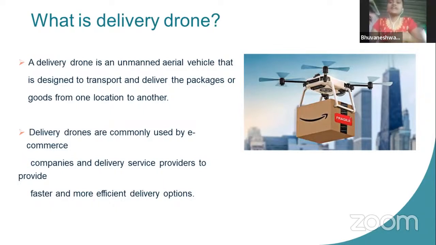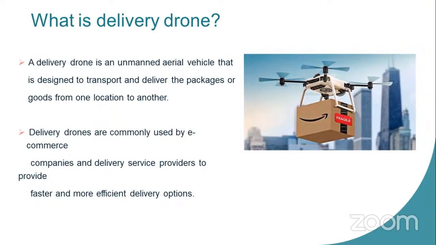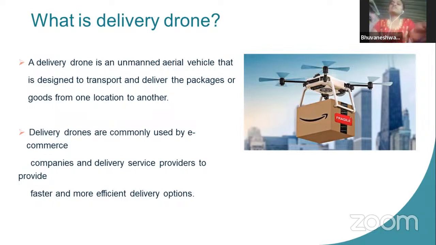In the last slides, we have seen what is drone and what are the types of drone. Now, let us see what is delivery drone. A delivery drone is an unmanned aerial vehicle. We use delivery drones for transporting packages and goods from one place to another place. It is useful for transporting goods and packages more easily compared to the traditional modes of delivery. Delivery drones are most commonly used by some e-commerce companies and other delivery service providers to provide efficient and faster delivery than the traditional delivery systems.